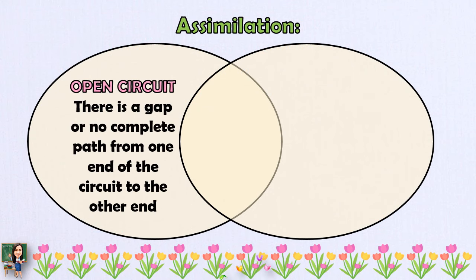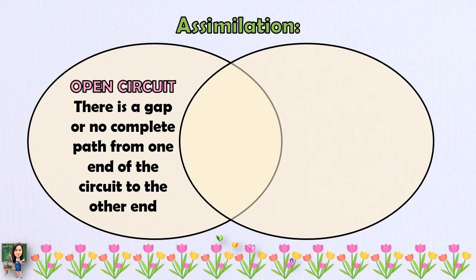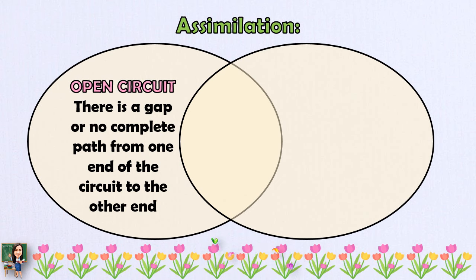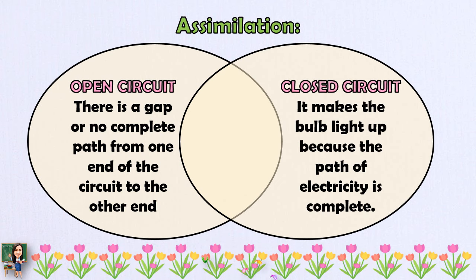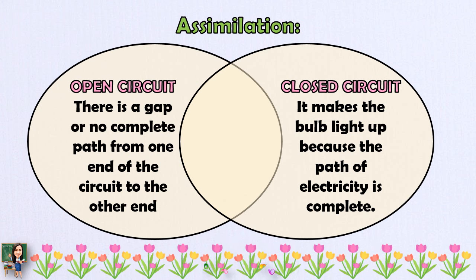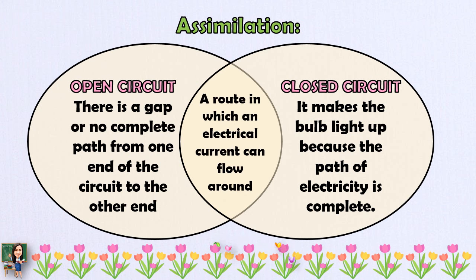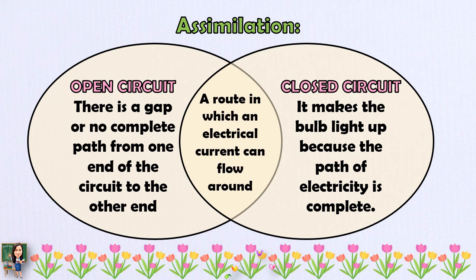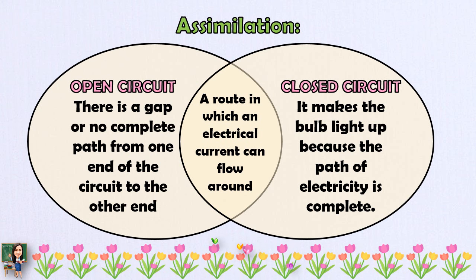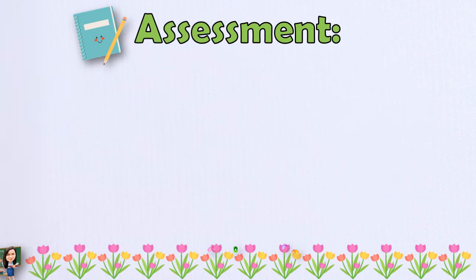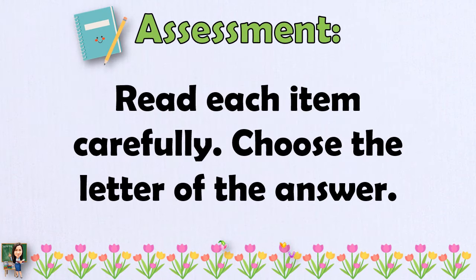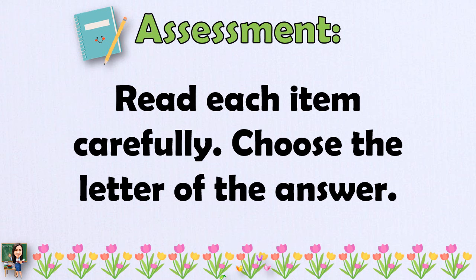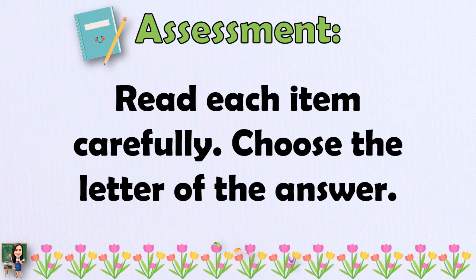Take note, in open circuit, there is a gap or no complete path from one end of the circuit to the other end. For a closed circuit, it makes the bulb light up because the path of electricity is complete. So a route in which an electrical current can flow around. And for the last activity, read each item carefully. Choose the letter of the answer.